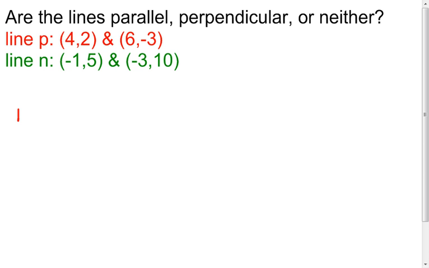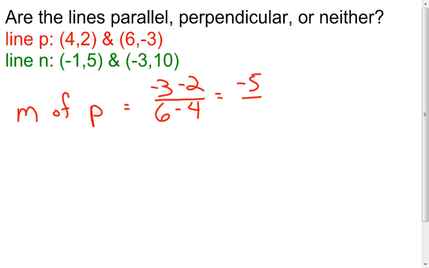So I'm going to look at, now remember, M stands for slope, so the slope of line P, and I'm just going to do all of my calculations right here. I'm going to go back to my slope formula, and I'm going to take -3, I'm going to subtract the 2. So there's my rise over, now calculate my run. Subtract my x values. And I end up with -5 halves is the slope of line P.